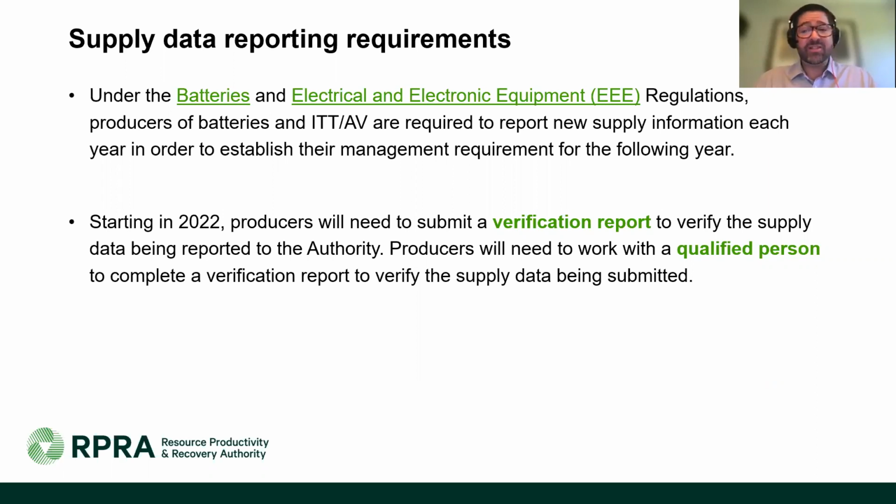If supply information is incorrect, that means that producers are at risk of failing to manage sufficient materials and falling out of compliance. As of next year, producers will need to submit a verification report to verify the supply data being reported to the authority. This is important because producers will need to work with a qualified person or a verifier to complete the verification report. More on that, quite a bit of detail on that point later on in the presentation. Next slide, please.